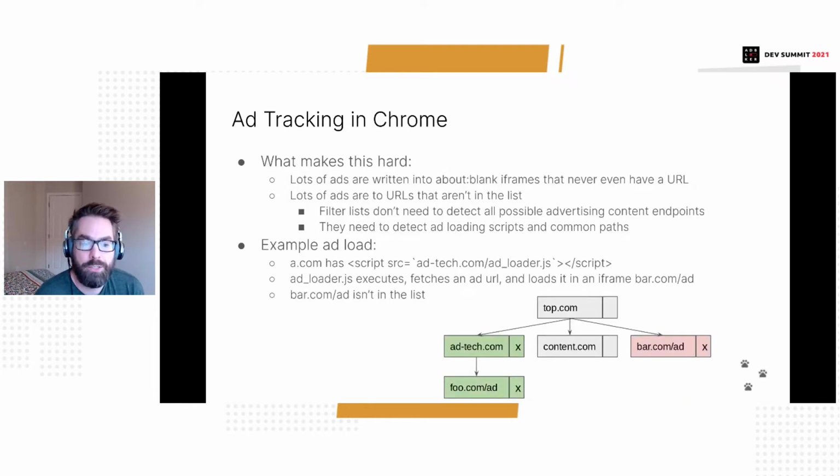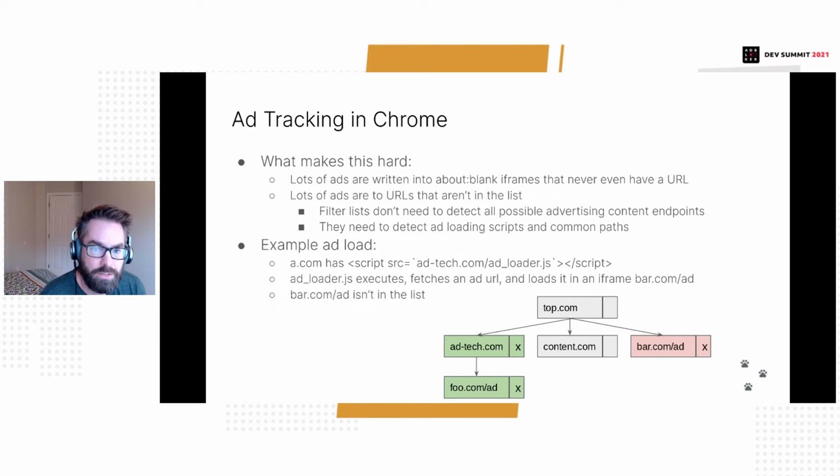And there's two major reasons for that. One is that not all ad frames have URLs, believe it or not, so it's impossible for a filter list to match them. They're often created with srcdoc instead of src, or as about:blank frames, and then they get sent content to load from postMessage or some kind of attribute.